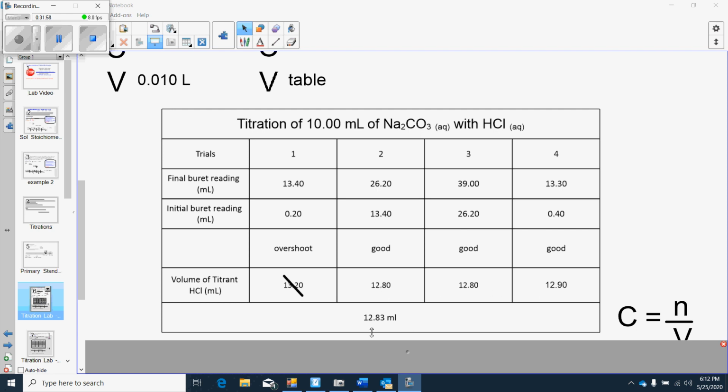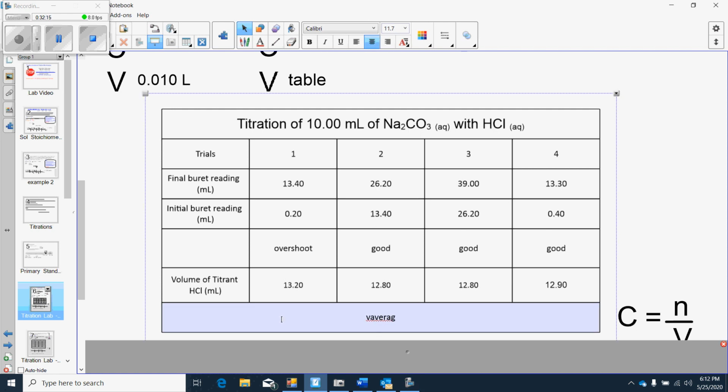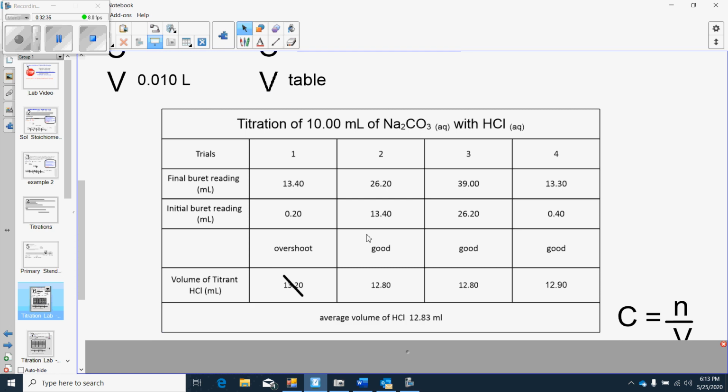And so what I did is I wanted to find the average of those three because I need one volume, not three volumes. So I take trial 2, trial 3, and trial 4, and I add them together and divide by 3. So I get an average here. Average volume of HCl. Okay, so it's 12.83. So Mrs. Tate did everything in the lab to come up with this. This is what she was able to get in the lab.